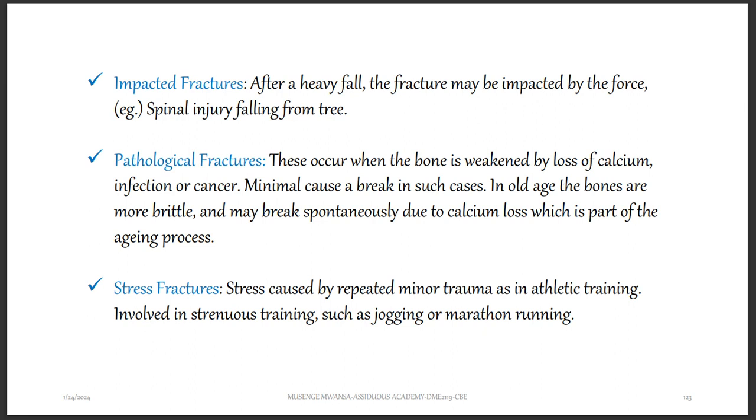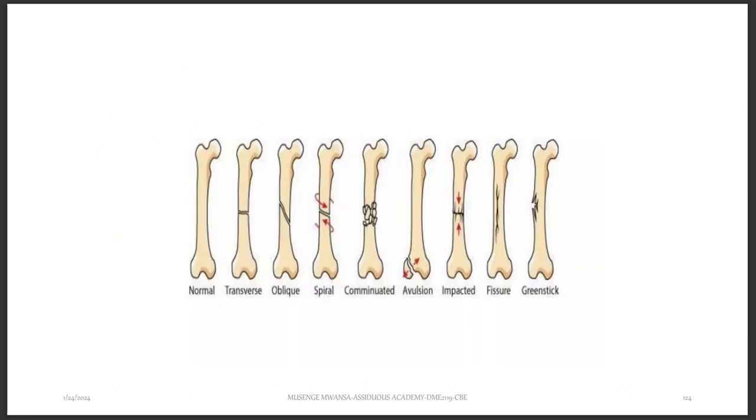There's also stress fractures. These ones are caused by repeated minor trauma, as in athletic training. So you are always involving the bones like that. So there is repeated trauma. So this one is involved in strenuous training such as jogging or marathon running. So the fracture that can result there is known as a stress fracture. So these are the different forms in which we can see a fracture.